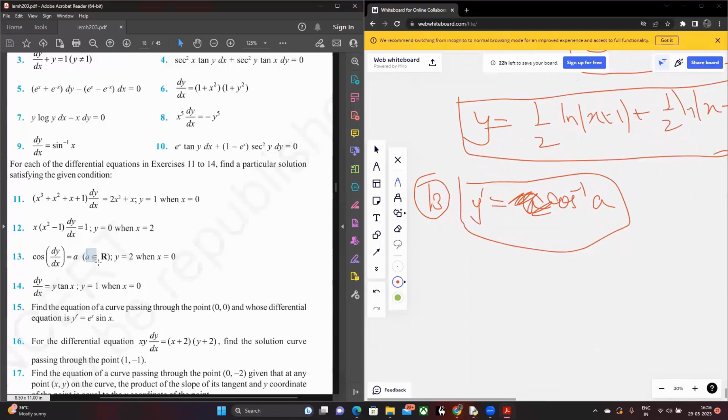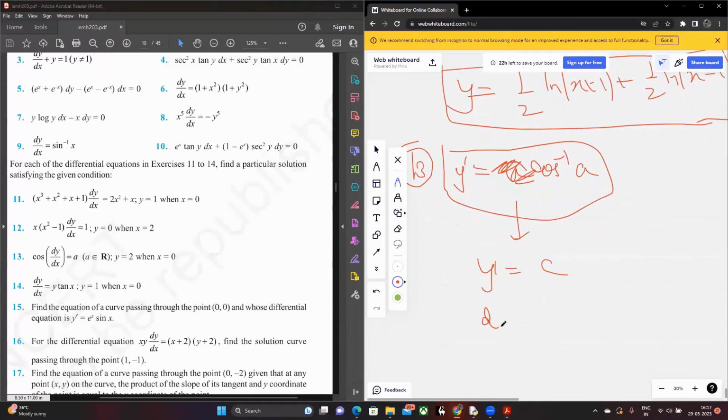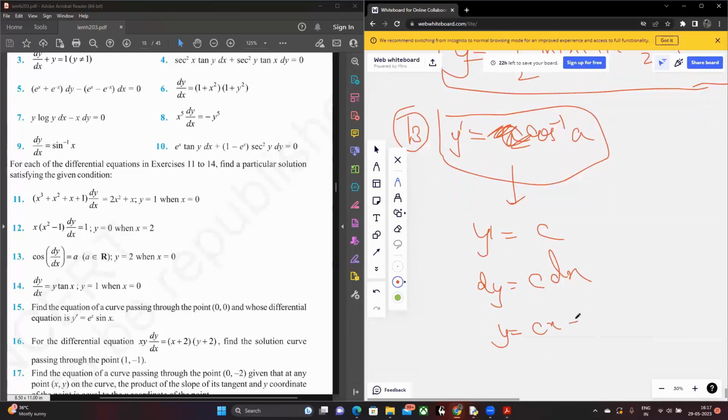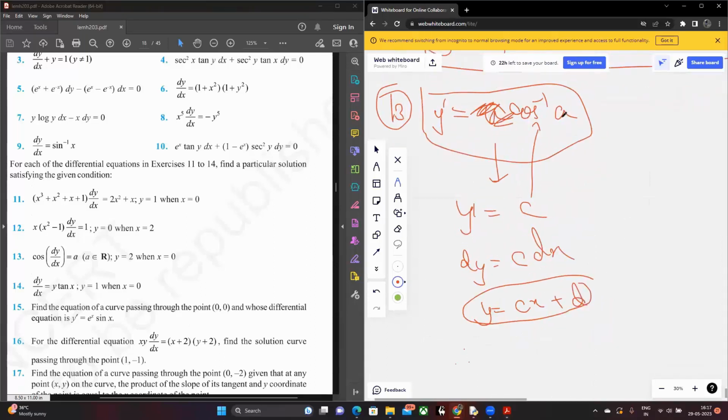And you see that a belongs to R, a is a constant, right? It's not some kind of a dependent or an independent variable, a is a constant. So cos inverse a is also a constant, right? Therefore, this equation is basically y dash equals constant. That is dy equals c times dx, or y equals cx plus d, right? Where c is basically cos inverse a. And remember that a is a constant and not a variable, right? So the only arbitrary constant over here, the only thing that can vary, is this d, right?